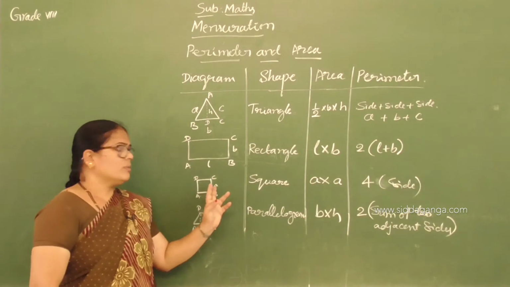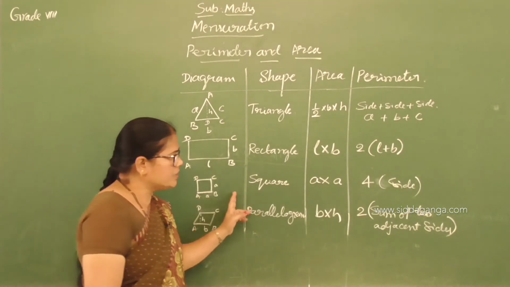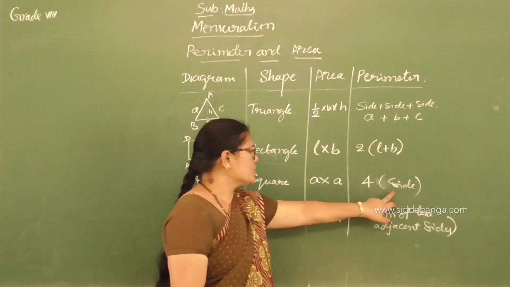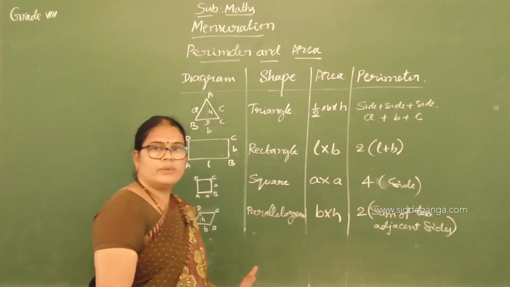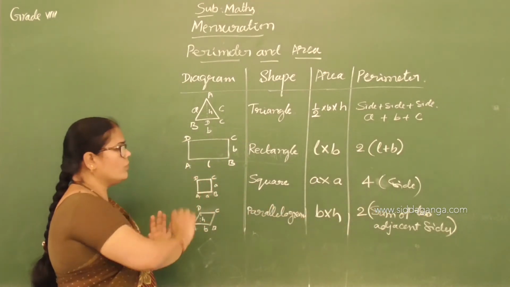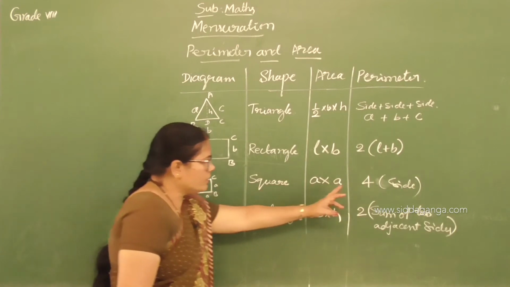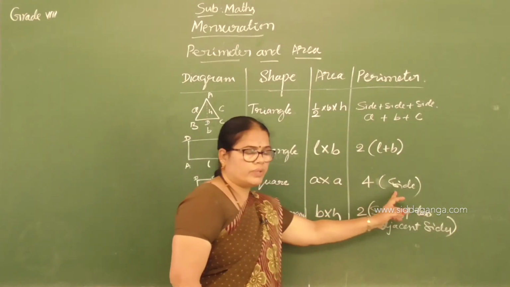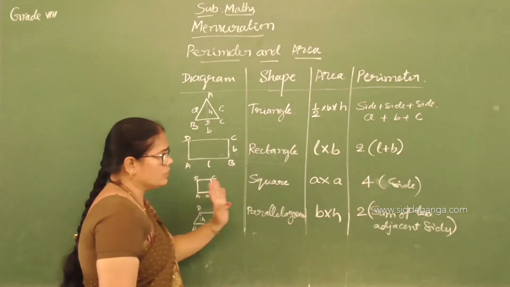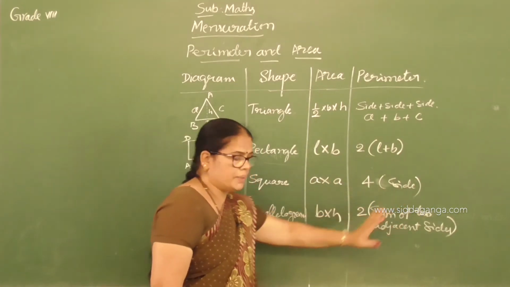What about the perimeter of the square? Perimeter of the square is equal to 4 into side. All sides are equal. We have to add all 4 sides. So, perimeter of the square is equal to 4 into side.